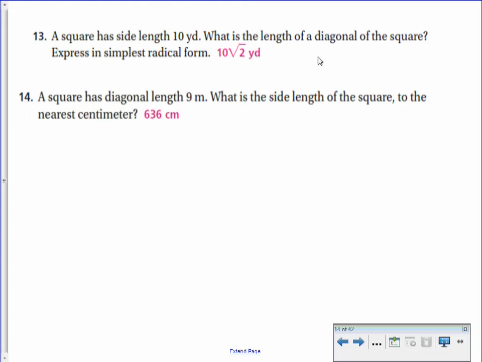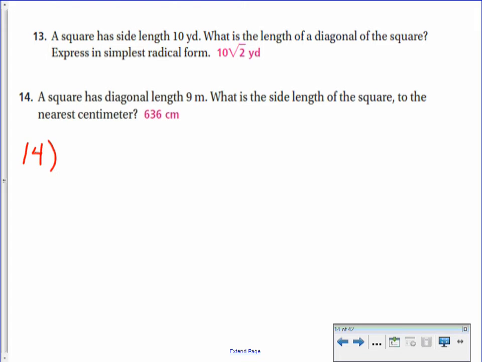They're asking for different things, however. You do have to be cognizant of that. 13 says we have a square with a side length of 10. 14 has a diagonal length of 9. So we're looking at different parts there. Preference as to which one we do? All right, then we will do the one that I think is harder, which is number 14.